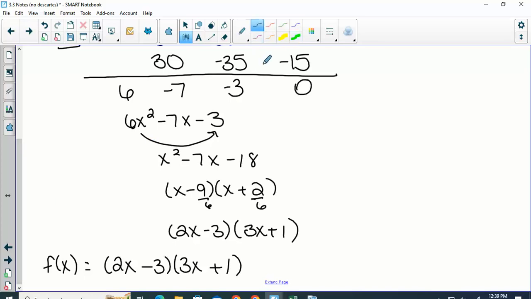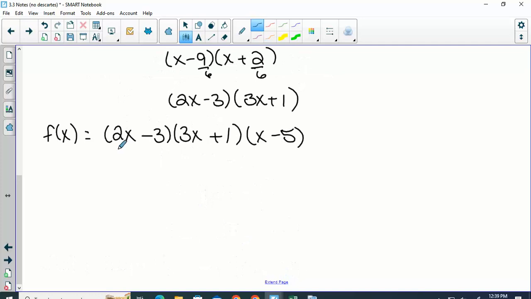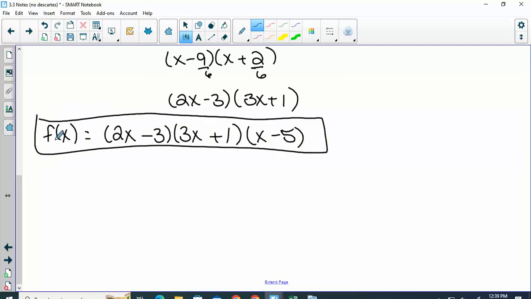So the final factored form would be these 3 pieces. As a general rule of thumb, your degree tells you how many parentheses you need to have. So it's degree 3, so I expect 3 parentheses. Now that's not a hard and fast rule because I could have a square on one of them or something. But that's a big clue for me.